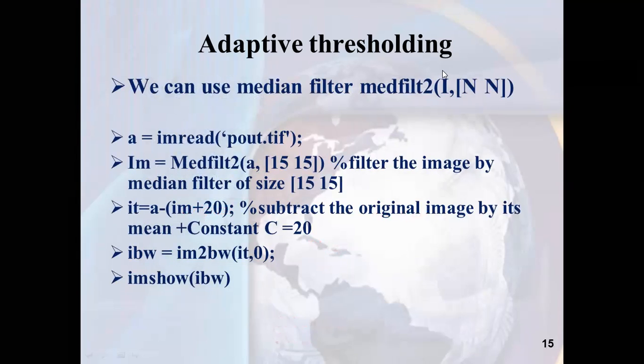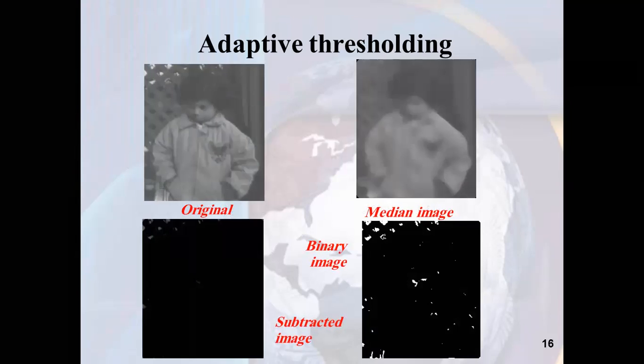So we can also apply the median filter. Image read of the put image, then medfilt2, which means the median filter, with size 15 by 15. Then we take the image and subtract the filtered image from it, and we add a constant C equal to 20. So this is the original image. This is the median image, here after subtraction and after the binary image.